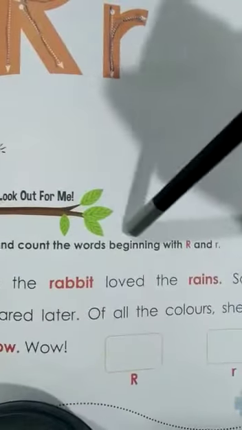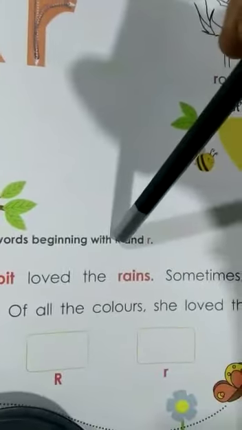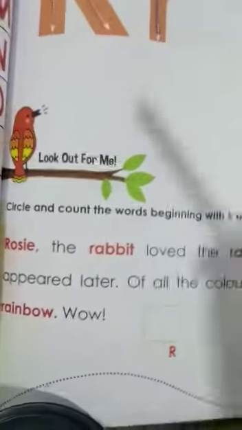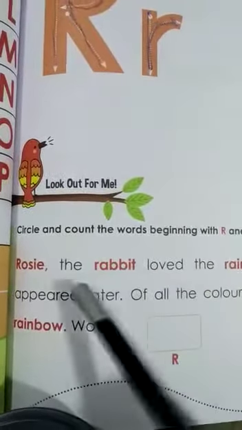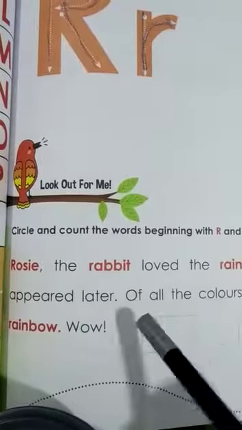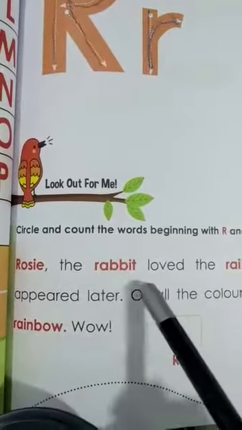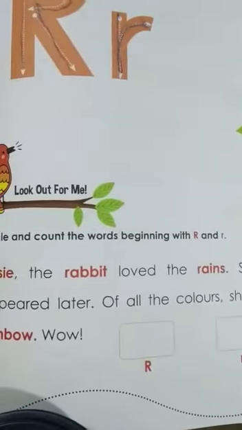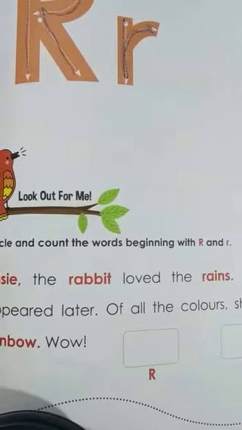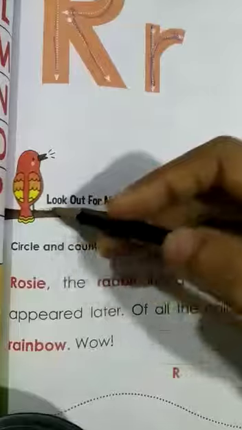Next one. Circle and count the words beginning with capital R and small letter R. They have given a small paragraph, 3 sentences. How many are there? 1, 2, 3 sentences having many words which start with R. Now let us read that.